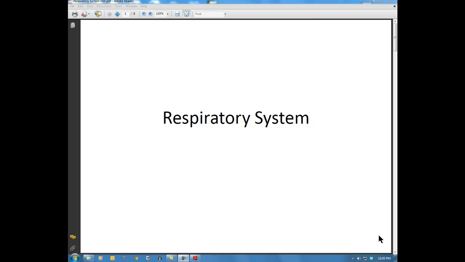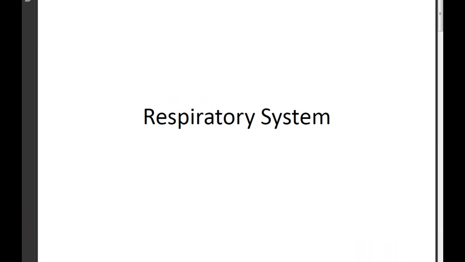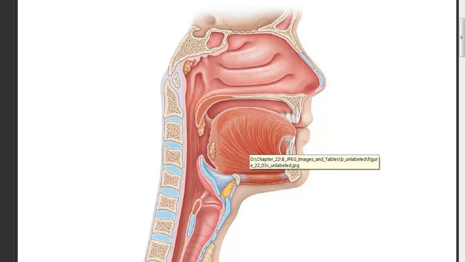Today we're going to talk about the structures of the respiratory system. Looking at the upper respiratory system in objective number 1, starting with the nasal cavity, the external nares are basically the nostrils. They're the external opening into the nasal cavity.